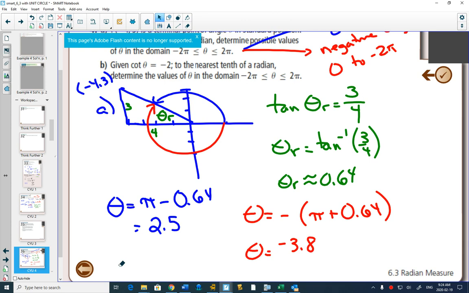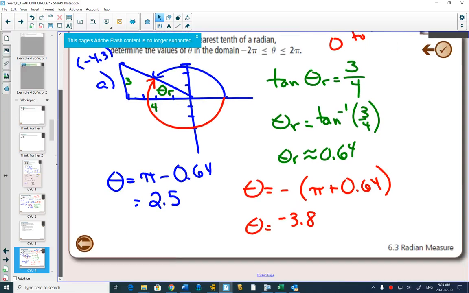Again, for those answers, you don't need to write radians, don't need to have any units, because it's the only unit that's assumed when you don't write it. Part B. Given cotangent of theta is negative 2, determine all the possible values of theta in the domain.